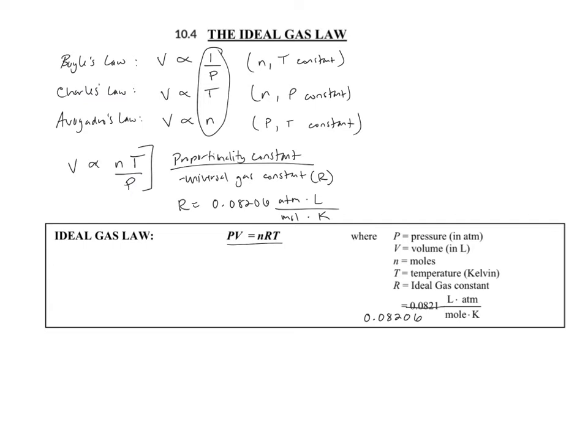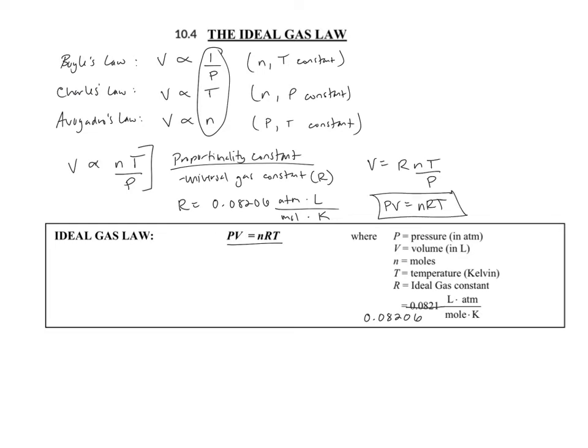So if I incorporate that, I get this. V equals R N T over P. You just put the R there. This is oftentimes rearranged as PV equals nRT.